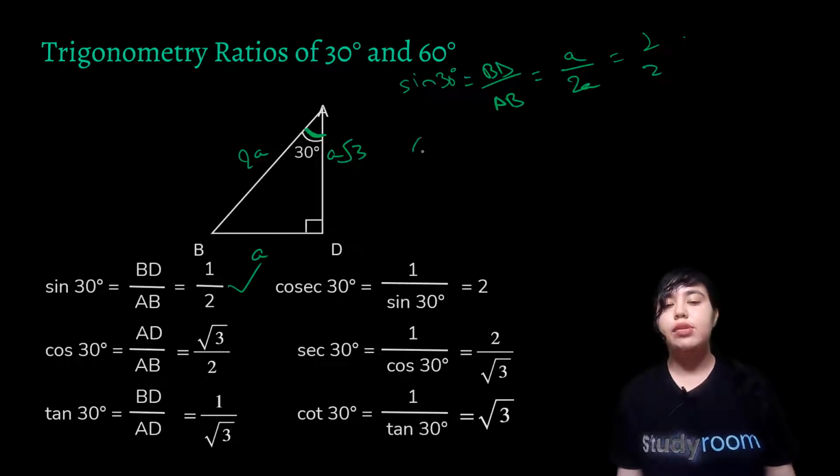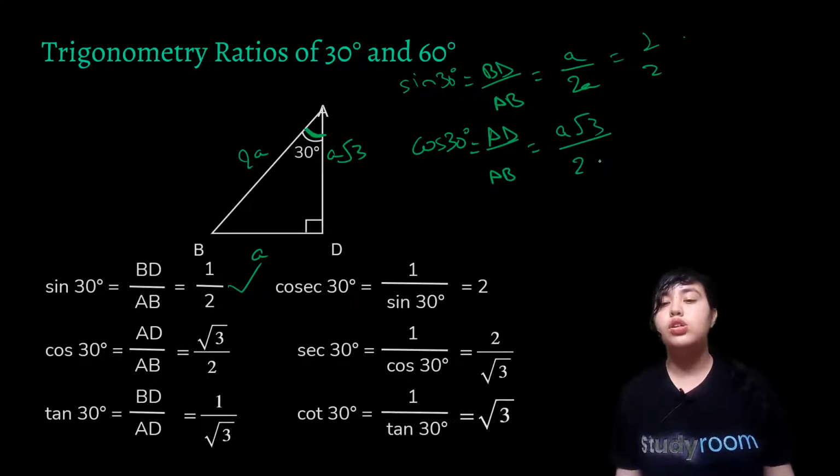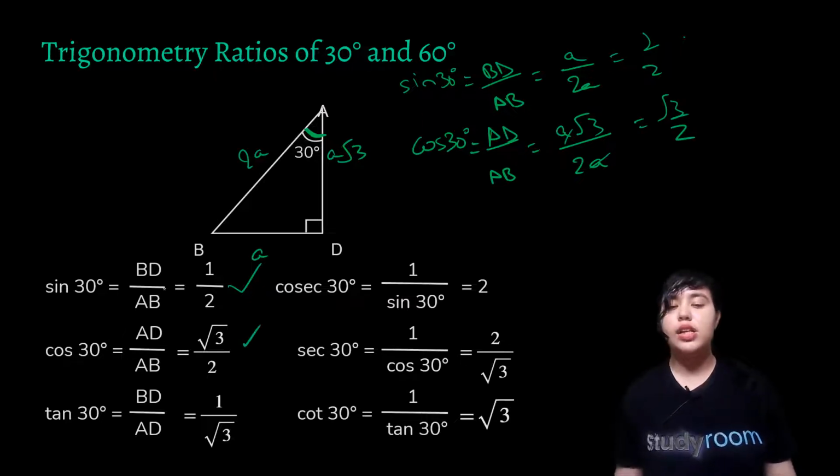Alright, then let me find out cos 30 degree. Which side is adjacent to this angle A, 30 degree? That is AD. And the hypotenuse remains the same, AB. So this is going to be A root 3 upon 2A. A and A cancel, you get root 3 by 2. If you have sine and cos, these are your primary ratios. You can find the other ratios as well.